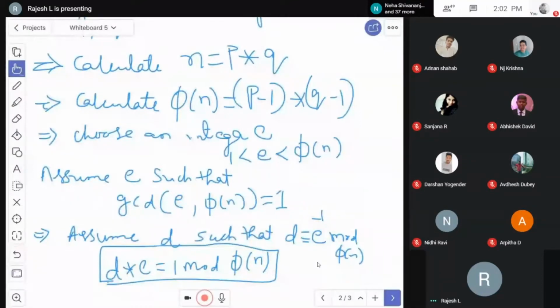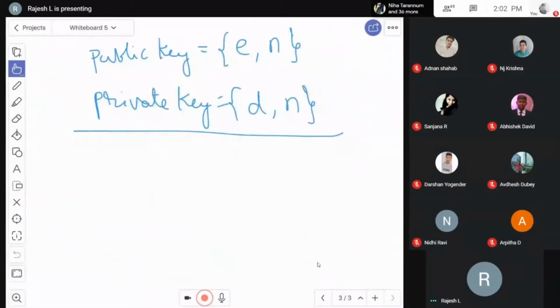Once you got these public and private keys, we need to do one second. This is not shared. Yeah.